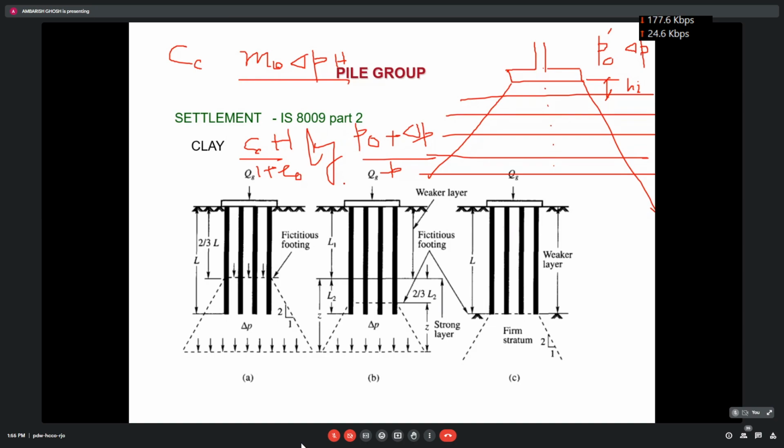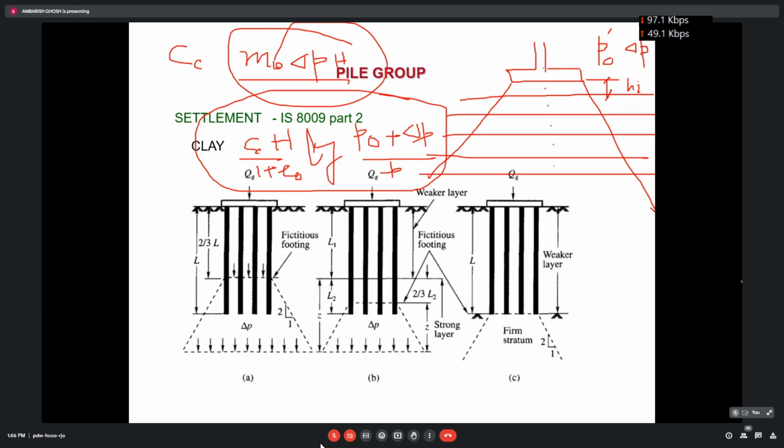Where have you used which formula? Do you know? Have I explained in class or not? Or in shallow footing, has it been explained or not? Which formula will you use for settlement calculation, either this one or this one? Shallow footing, second one. Why? Why not the first one?